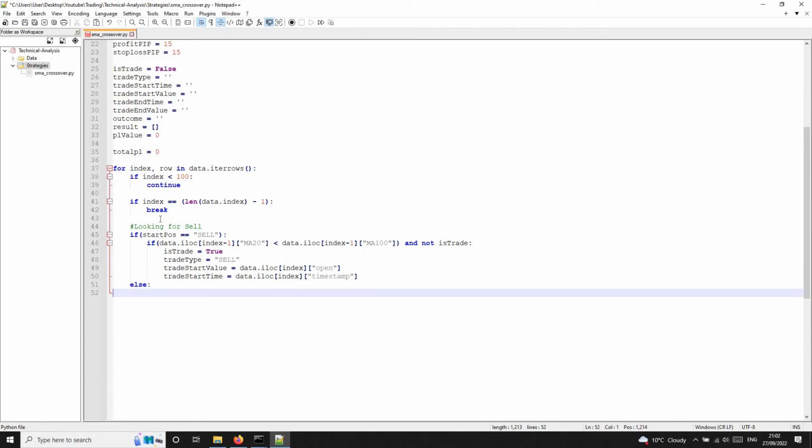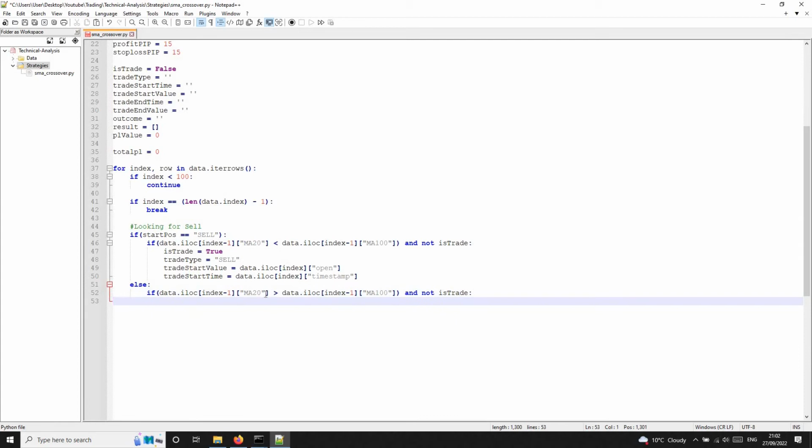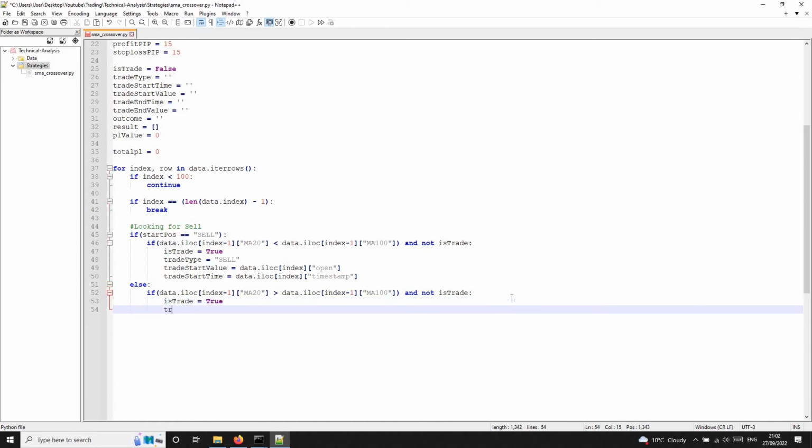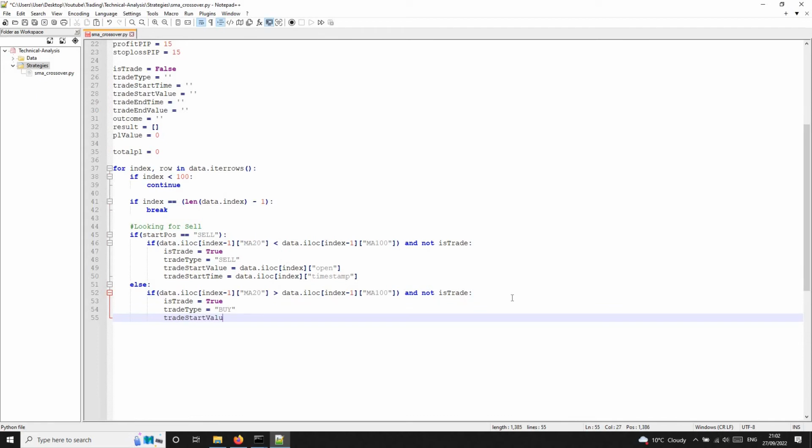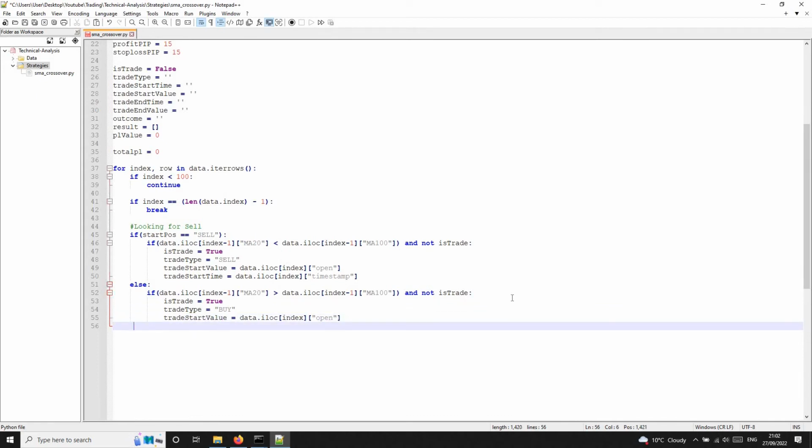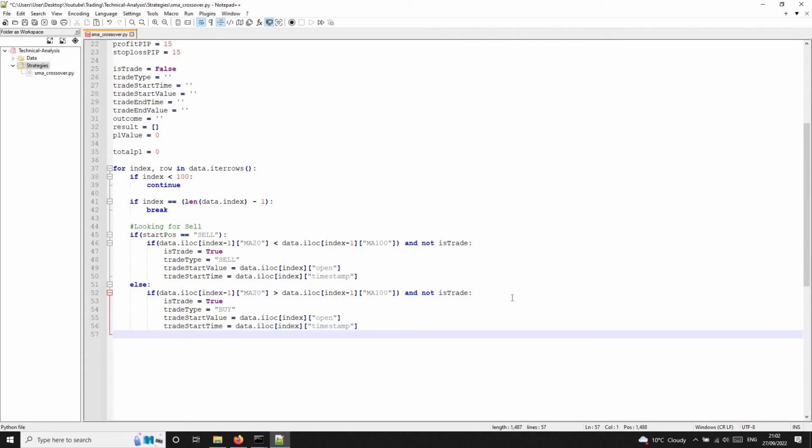And then if it is not a sell position, if it is a buy position, meaning the MA20 is under the MA100, then I'm going to check, has it crossed? Now is MA20 greater than MA100 and it is not in a trade, meaning yes, it has crossed over and we were not in a trade. Now we're going to take a trade. Trade type is buy. Start value, we're again going to take the open price as our trade position, and then we're going to capture our start time as well.